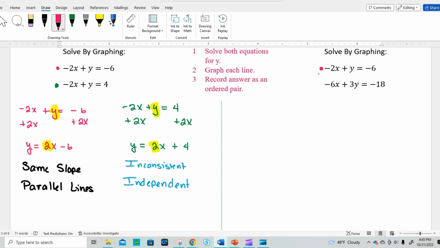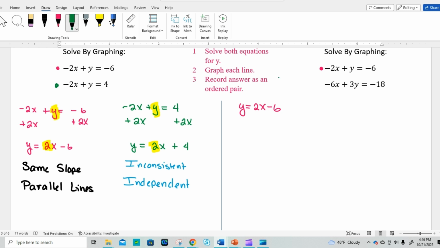Okay, so my next system says I have negative 2x plus y is equal to negative 6, and negative 6x plus 3y is equal to 18. So the first one is exactly the same as the first equation in the previous system. So we know how that solves out. We know that that solves out to be y is equal to 2x minus 6. If you want to go through the solve again, you certainly can do that.